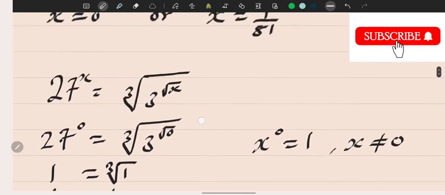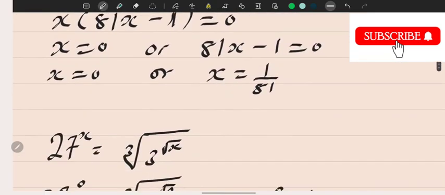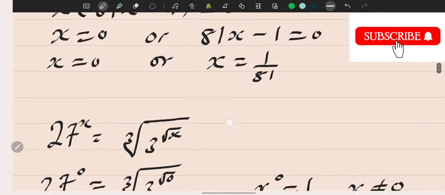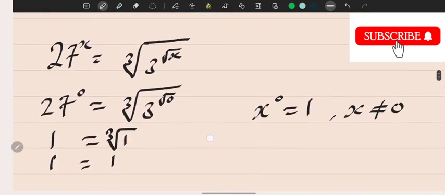So you check for the second one, which is 1 over 81. When you do that, you must definitely have the same results on both sides of the equation.